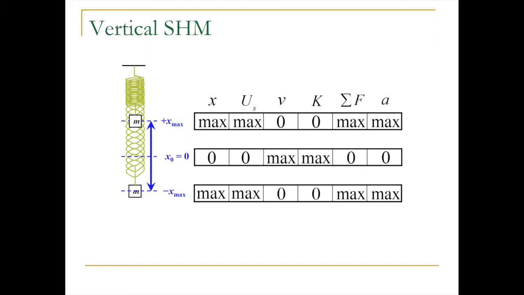When we get to the bottom end of this oscillation, the exact same discussion that we had at the top end is now going to be true. We are the maximum distance away again, which means we have the most elastic potential energy. There is no kinetic energy to speak of.